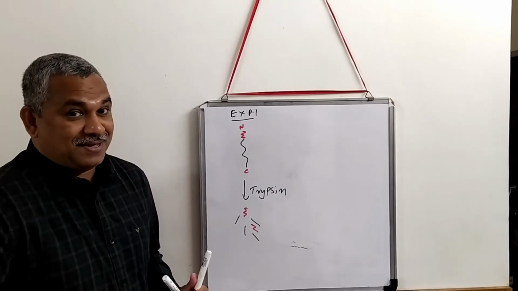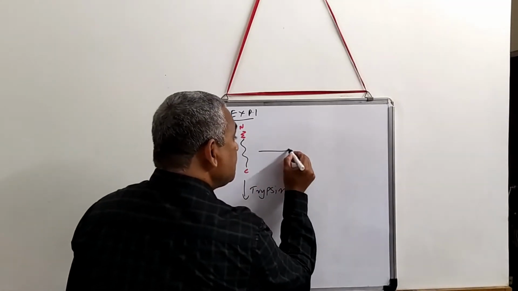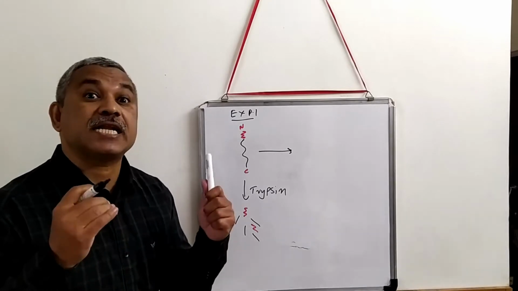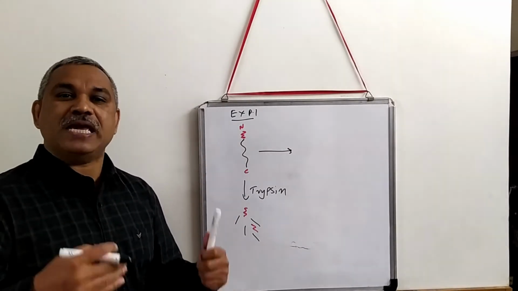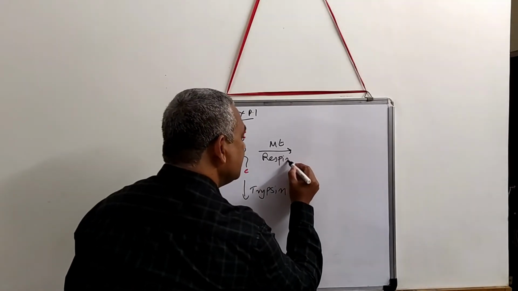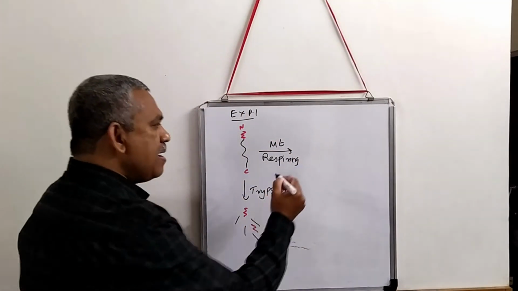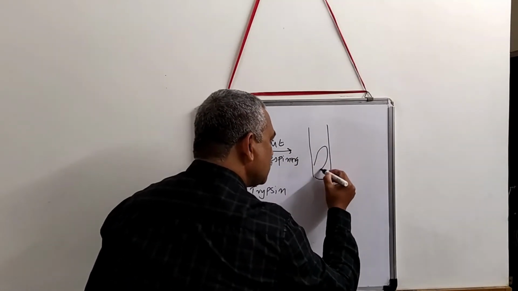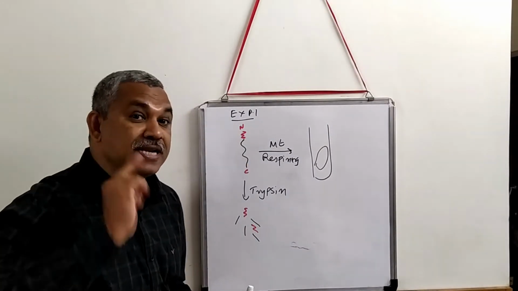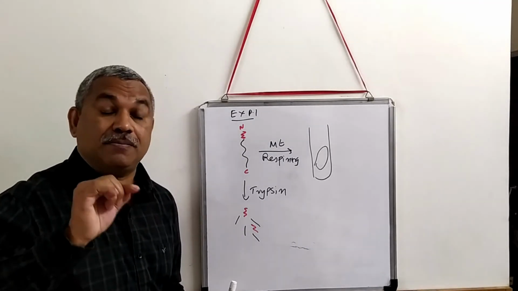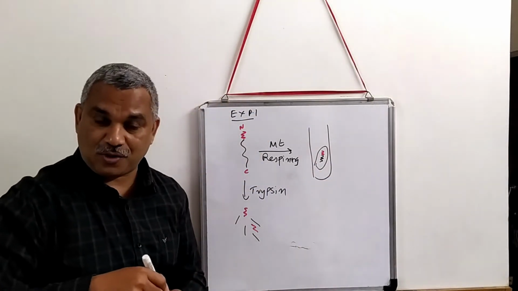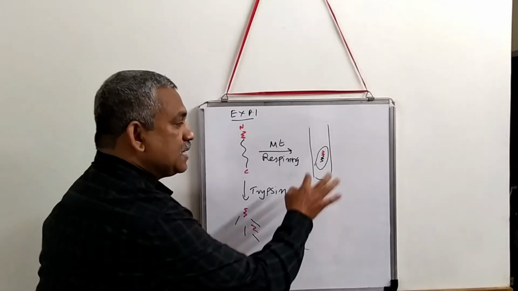Then they did another experiment. In the next experiment, they added energized mitochondria. Energized mitochondria means respiring mitochondria, isolated from yeast. So we'll write: respiring mitochondria is added. In the test tube here is the mitochondria, and as per our hypothesis, if signals are needed to direct a protein into mitochondria, we will see that the protein gets incorporated into mitochondria, and there will not be any protein present in the medium.